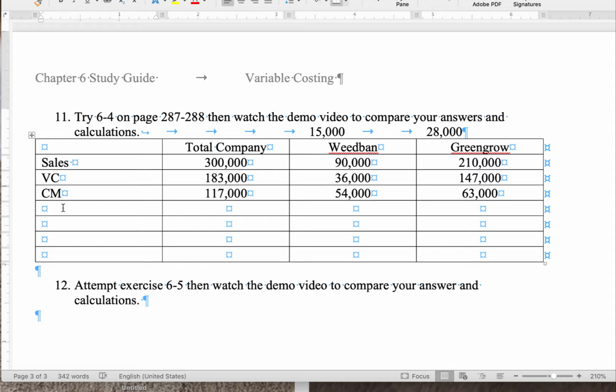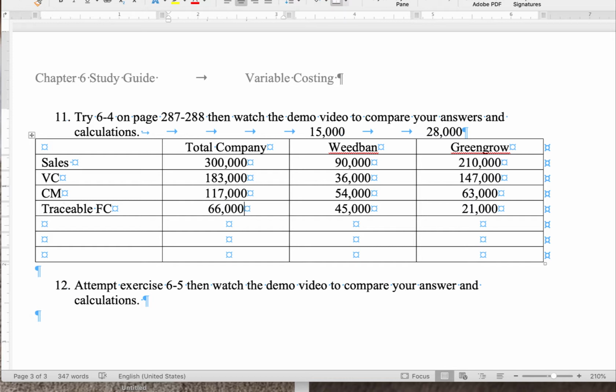Next, I subtract out my traceable fixed costs. Well, I know that Weed Ban has traceable fixed costs of $45,000. I know that Green Grow has $21,000 of traceable fixed cost. So to figure out what my total traceable fixed costs are, I just add them up. 45,000 plus 21,000 gives me $66,000.